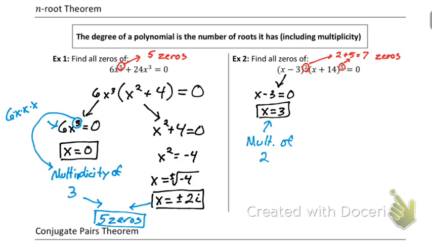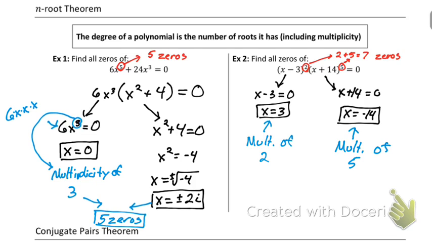All right, our next one, we have x plus 14 equals 0, which means x equals negative 14. Someone besides Liam, because he got me the other one and the other problem. How many zeros do I have? 5. So that's my multiplicity of 5. That gives me 7 zeros. I was supposed to have 7 zeros. Awesome. I don't do any more work. That's a pretty easy problem.